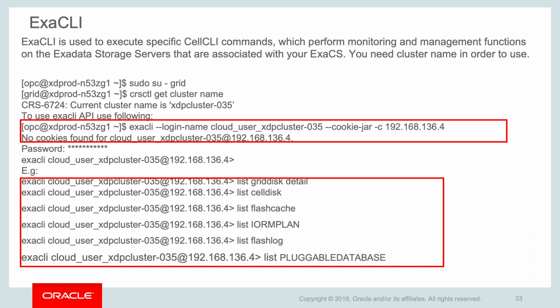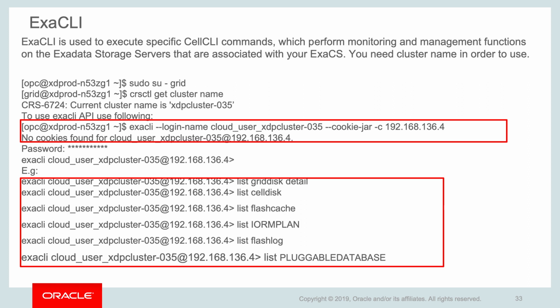Now let me move to ExaCLI. ExaCLI is used to execute specific cell CLI commands, because as you know, on an Exadata Cloud Service environment you don't have direct access to the storage cells. The storage cells are managed by operations, but you have a read-only view, and that read-only view for most of the useful commands is through the ExaCLI utility. You can perform monitoring as well as management functions on the Exadata storage servers associated with the ExaCS environment. You need the cluster name in order to use ExaCLI.